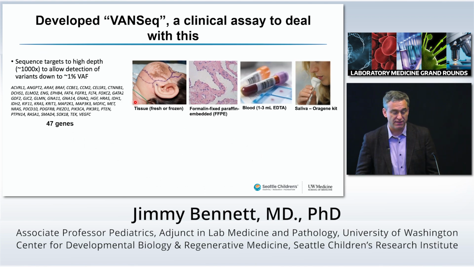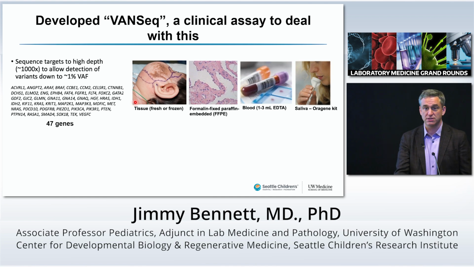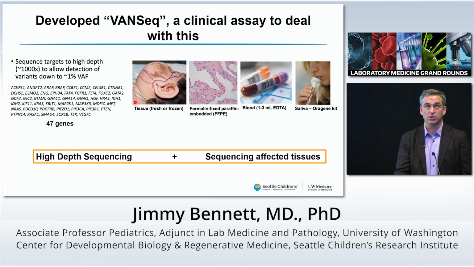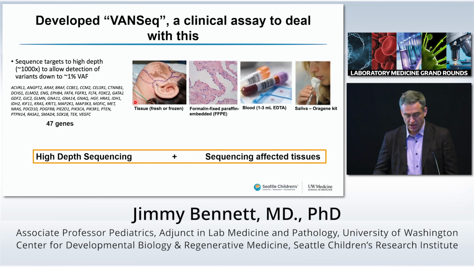And so for this reason we developed this test, VANSeq, that Mike mentioned already. It's not rocket science. All we did was take a good list of genes that are recurrent, about 47 genes, and we validated it to accept many different tissues, not just blood and saliva, which is the main thing in pediatrics, but also FFPE and tissue. So those are the 2 key ingredients: high-depth sequencing, as well as the ability to sequence affected tissues.